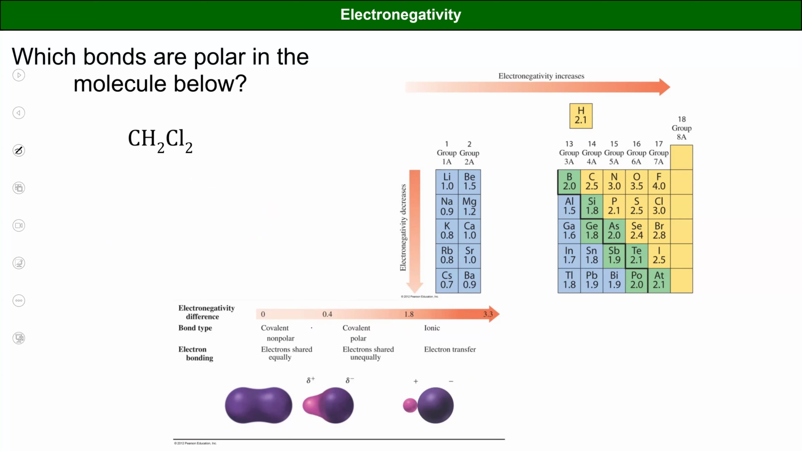All right, so let's do a practice problem. This molecule, CH2Cl2. Let's start with its Lewis dot structure, and we'll talk about its VSEPR geometry for practice. And then we'll talk about which bonds are polar. So I'll give you a head start. Start with the Lewis dot structure.